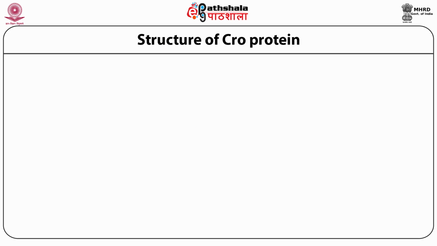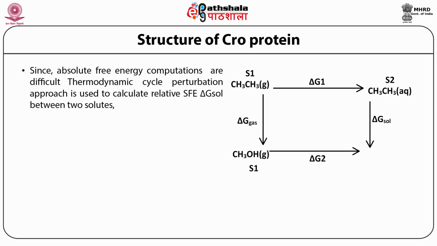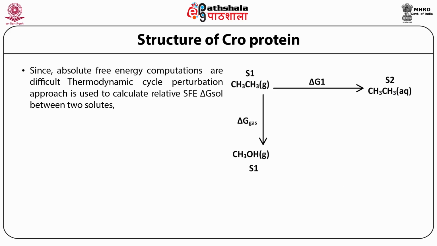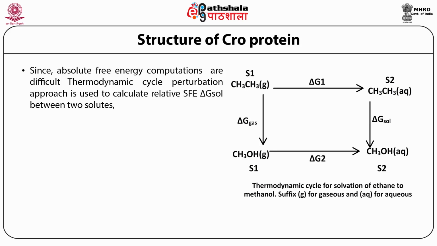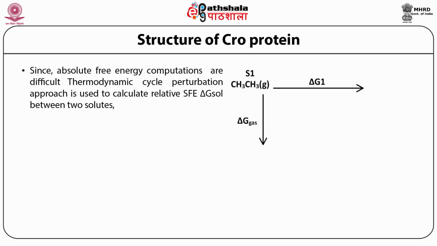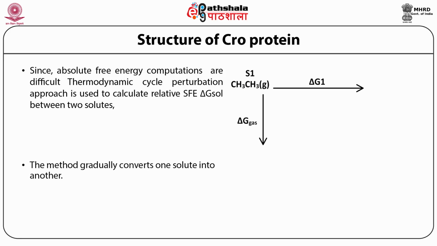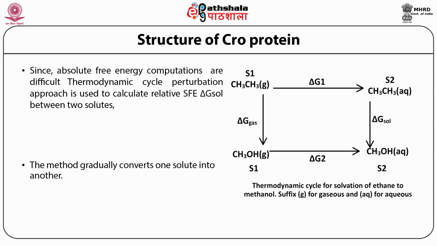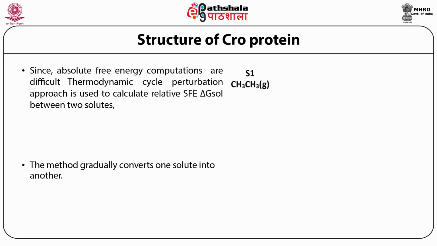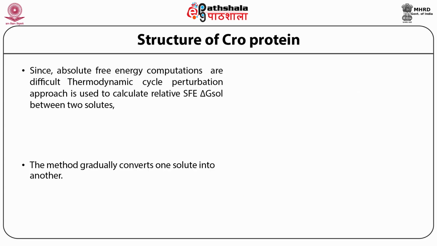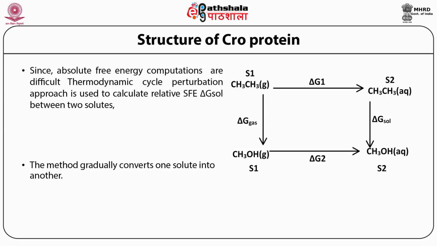Free energy computation. Since absolute free energy computations are difficult, the thermodynamic cycle perturbation approach is used to calculate relative solvation free energy, delta G sol, between two solutes. The method gradually converts one solute into another. We show in this picture the thermodynamic cycle for solvation of ethane to methanol. Here the suffix G is for gaseous conversion and AQ for aqueous conversion.